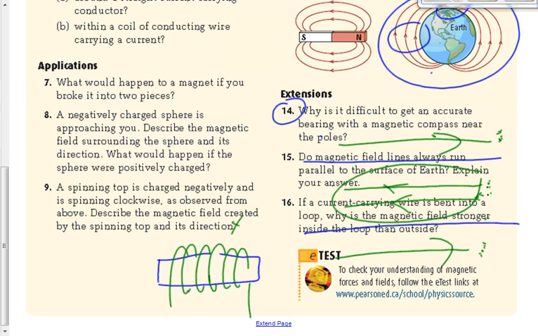Yeah, in a sense, yeah. I mean, each part of the wire produces the same magnetic field. But inside, you're getting the magnetic field caused by part of the wire on one side of the coil, and part of the wire on the other side of the coil, and the magnetic field is in the same place. Whereas outside of the coil, it's in two different places. Yep.